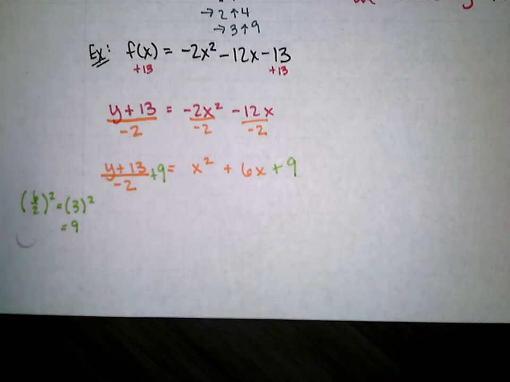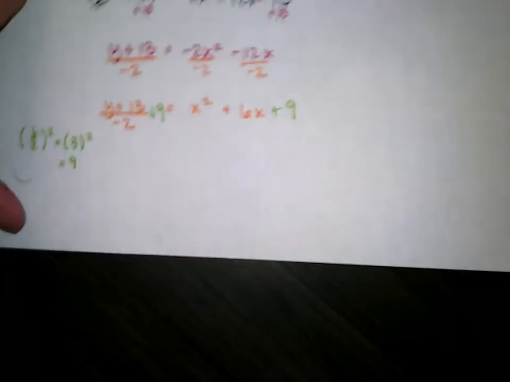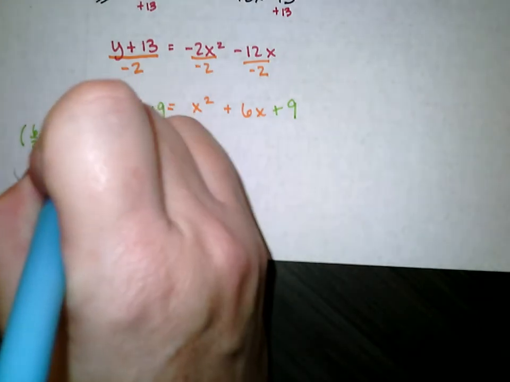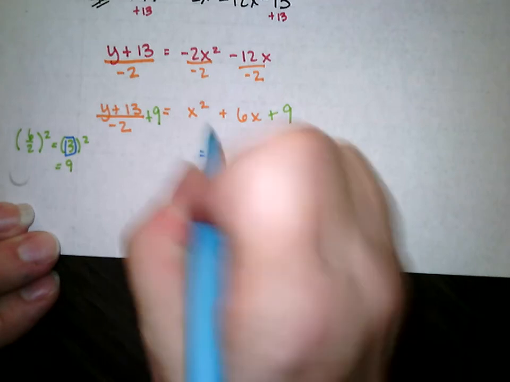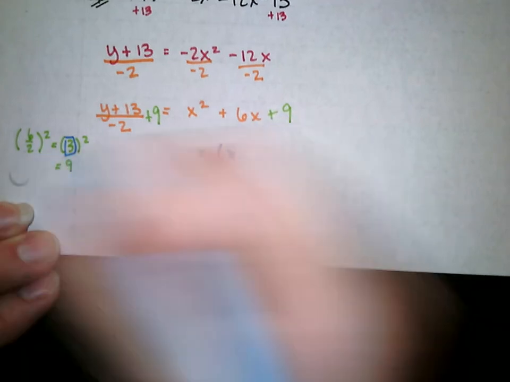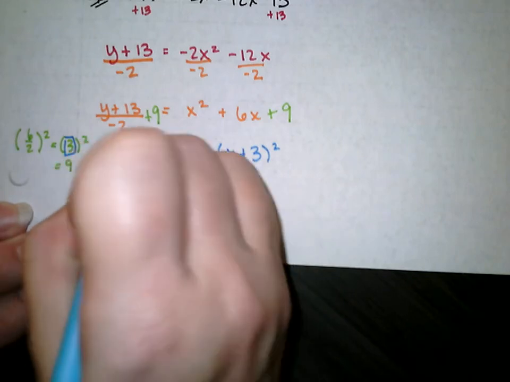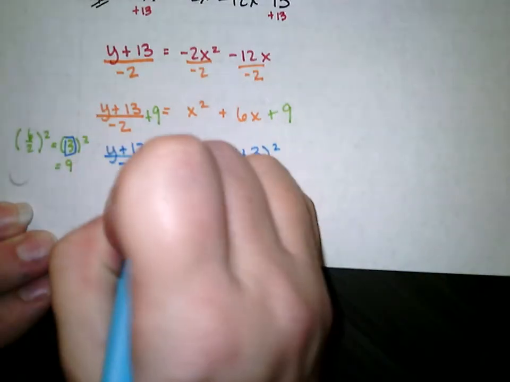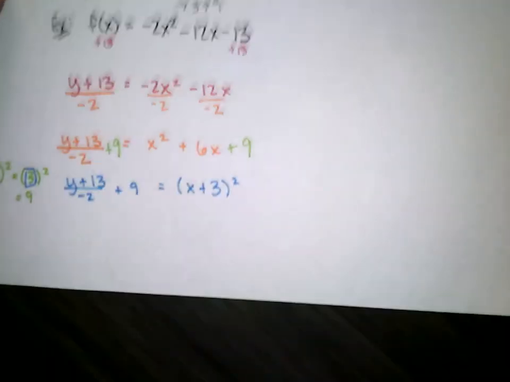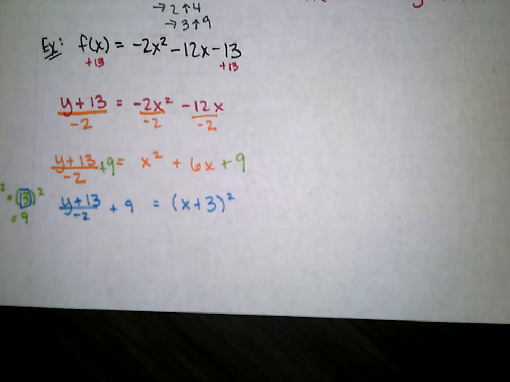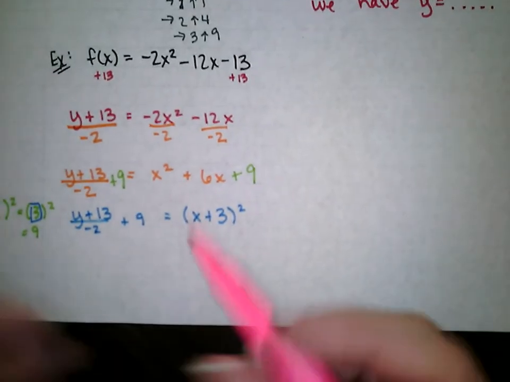And then my next step is to factor, but I just use that b over 2 number. So I'm factoring with 3. So that's going to make my right side be x, it's positive 3, so x plus 3 squared equals, and the left side just stays the same. And after the factoring step is where I U-turn. So then I start undoing things. So the first thing that I'm going to undo is the adding 9.